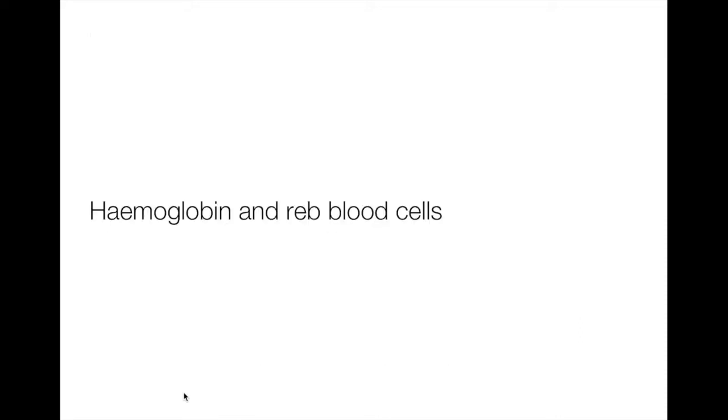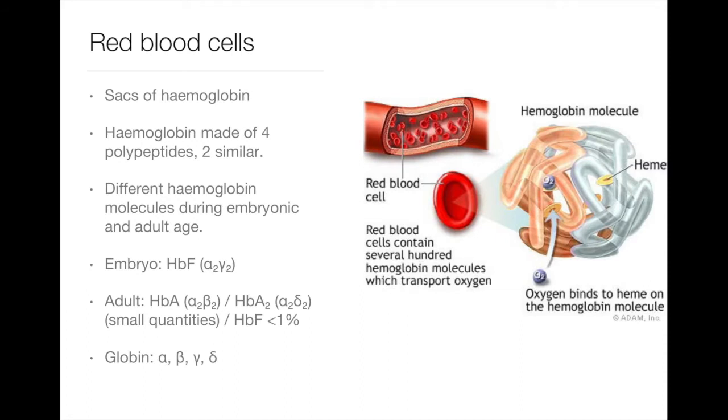Now, I want to talk about a specific part of a mutation in order to understand, and I want to give you a specific example and a specific disease. But before I do this, I need you to remember the structure of hemoglobin and red blood cells. What are red blood cells? They are sacs of hemoglobin. And what is hemoglobin?